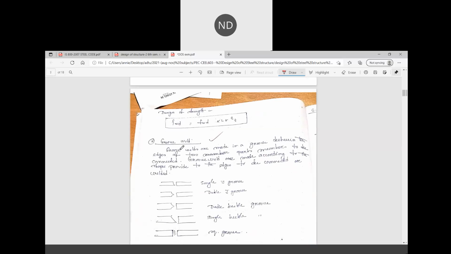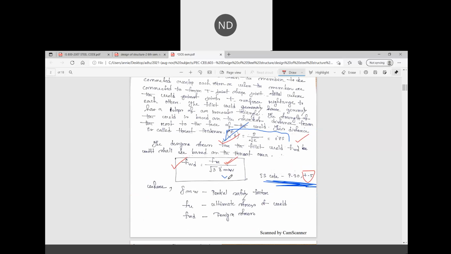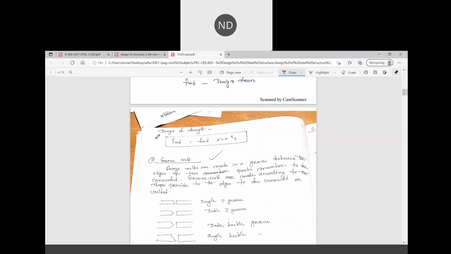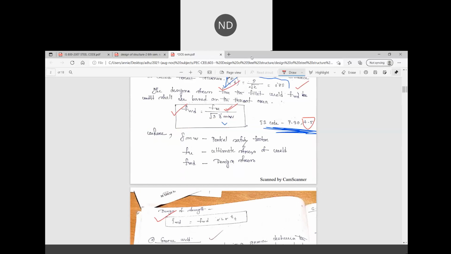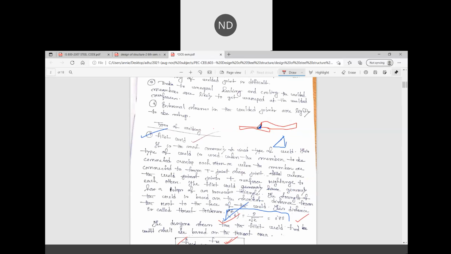Now after we have calculated the design stress, the next step is designing the strength. Suppose you have joined two members. We have to see that the joining of these two members with the help of weld is strong enough or not to carry any external load.